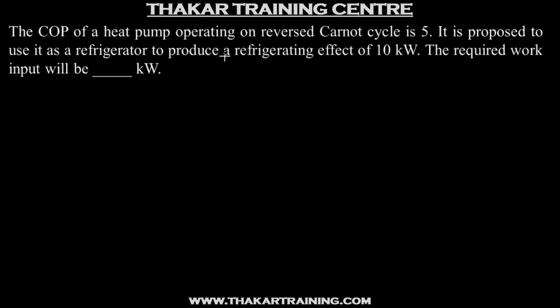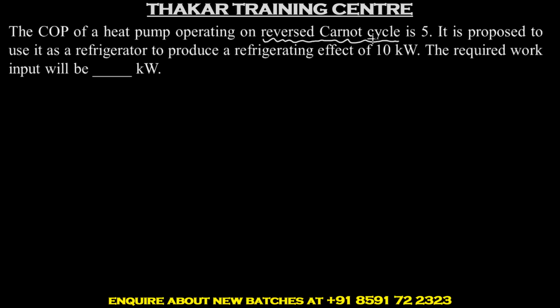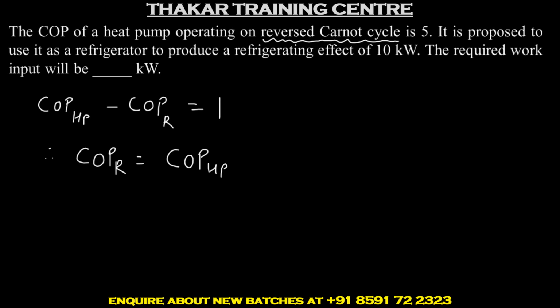The COP of a heat pump operating on a reverse Carnot cycle is 5. It is proposed to use it as a refrigerator to produce a refrigerating effect of 10 kilowatt. The required work input will be dash kilowatt. It's given that it is operating on a reversed Carnot cycle. So the relation between COP of the heat pump and COP of the refrigerator is: COP of heat pump minus COP of refrigerator is 1. So COP of refrigerator will be COP of heat pump minus 1, so this will be 4.